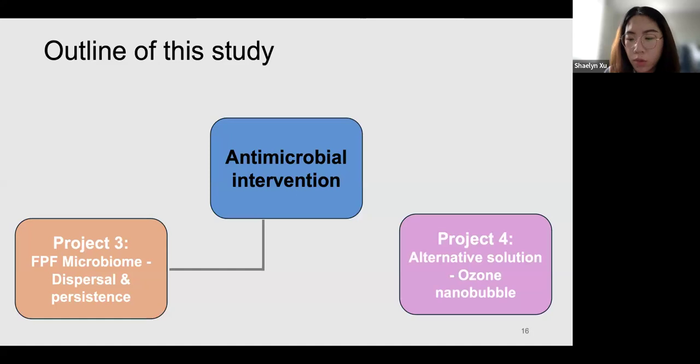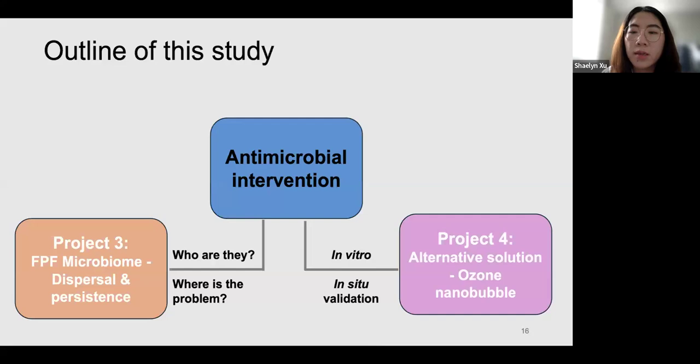So now I have shown who has been in this processing facility and where the problem is, for example, the cooler drains and the packaging material. For the next talk, I will go through our findings on the ozone nanobubble solution as an alternative intervention strategy to control meat spoilage. I will present our findings based on both lab results and the in situ results.